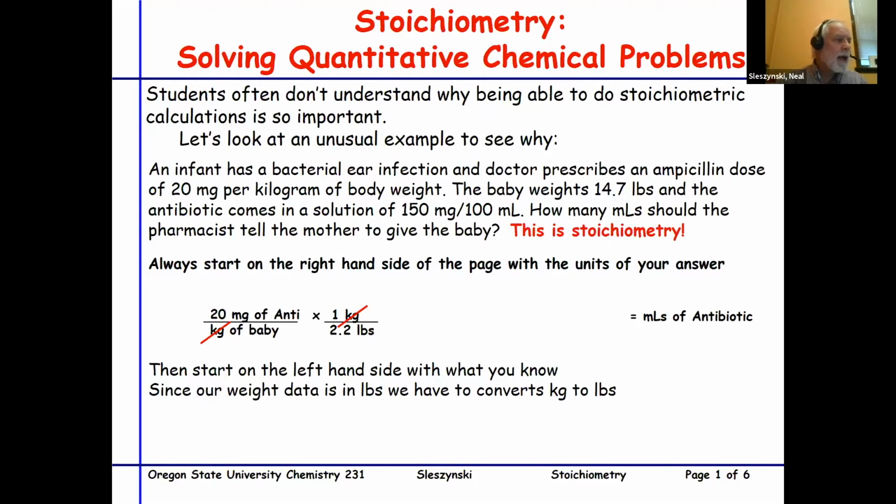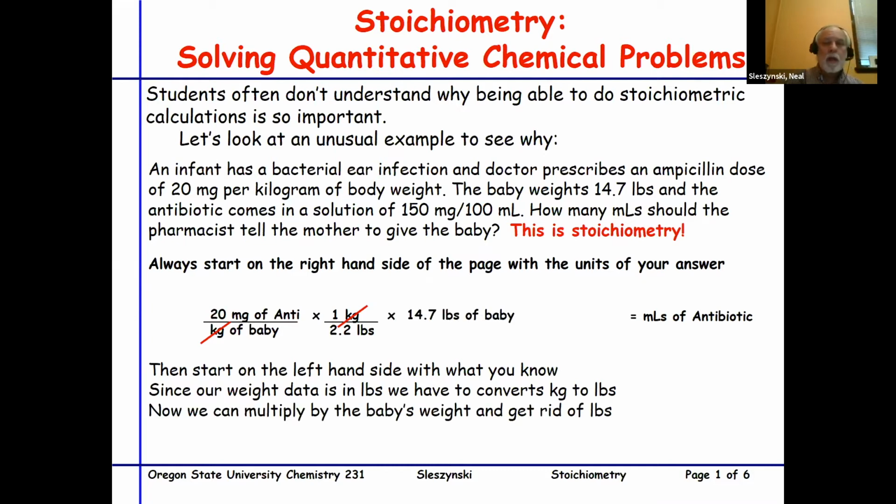All right, so now I have units of milligrams of antibiotic per pound of baby, and we do know how much the baby weighs in pounds. That's 14.7. So because we have pounds in the denominator, we will multiply by baby pounds. That will allow us to get rid of baby weight in this problem. And right now, if I stop and look at the units that I have, milligrams of antibiotic. Ultimately, I need milliliters of antibiotic.